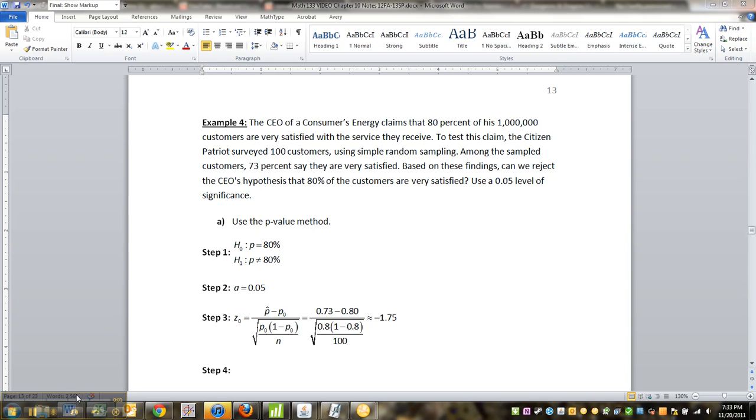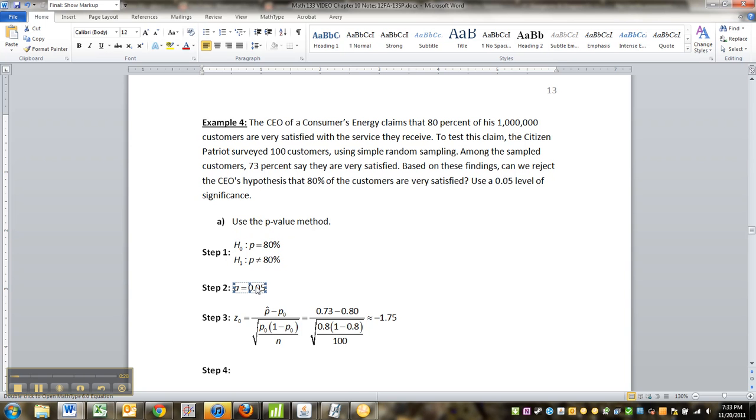Okay, so we're back and we left off here trying to figure out our null and alternative hypotheses. So let's take a look at it. The CEO claimed 80%. And since up here they talk about can we reject the CEO's hypothesis, they're not saying can we say it's too low or too high. They're just saying can we reject it. So that means that our alternative is not equal to 80% because they're not giving us a direction here.